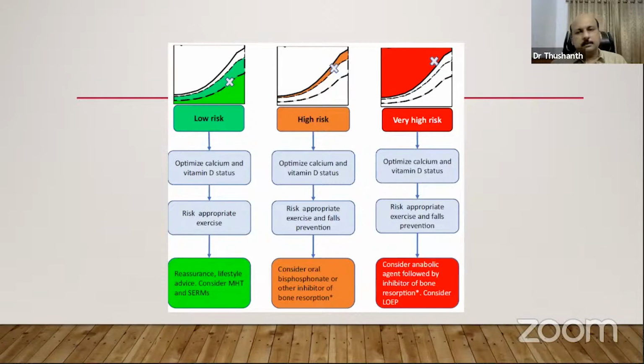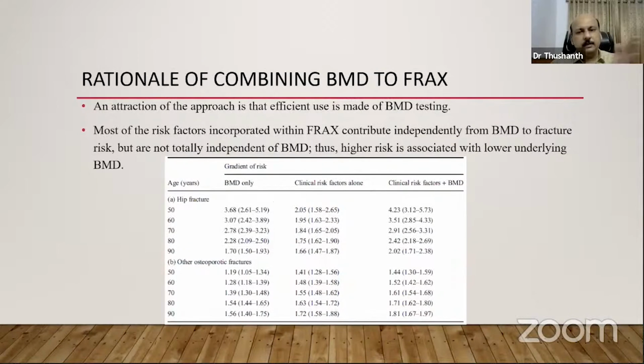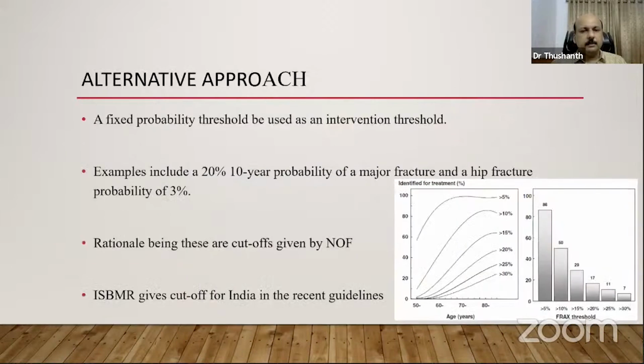The assessment and intervention thresholds are given, and the values can vary from country to country and from person to person. And depending on that, we have to decide. It is not a rigid value. Whereas for India, we have rigid values and fixed values are given. So this is the rationale of combining BMD to FRAX, because when we combine these two, there is more predictive risk for fracture risk.